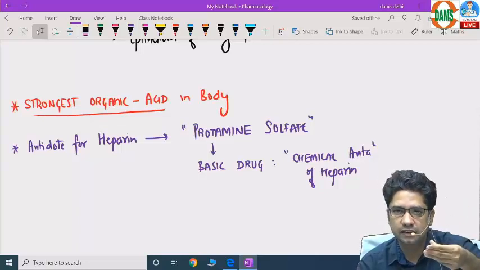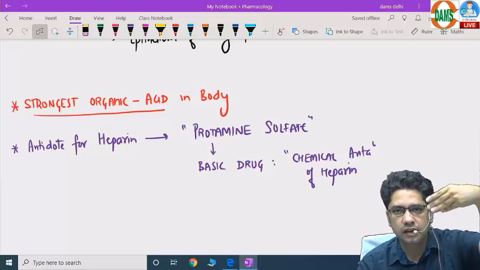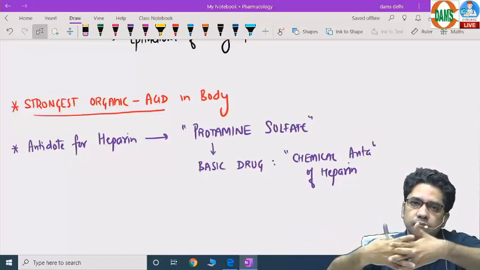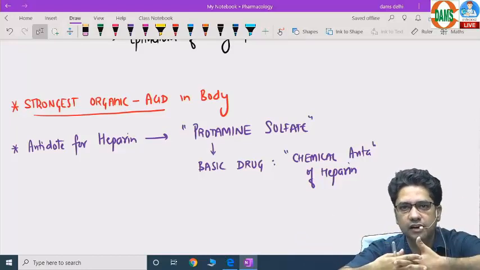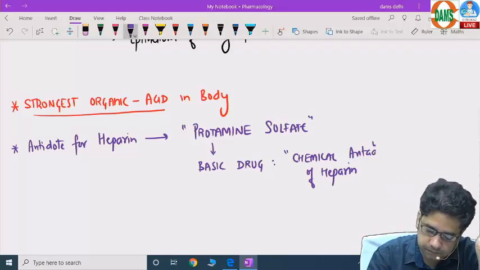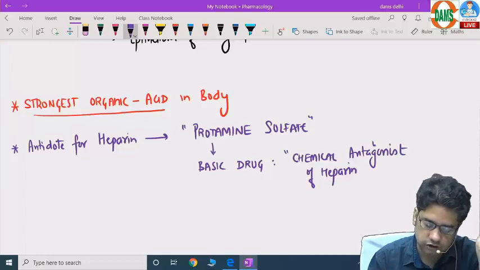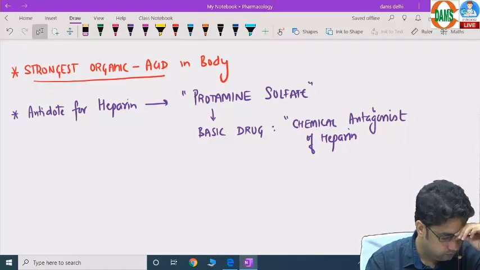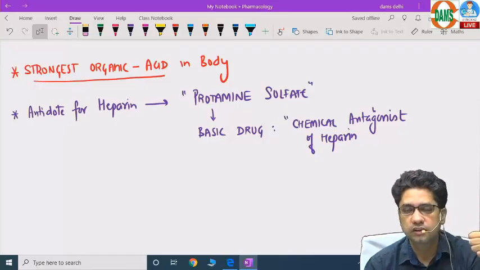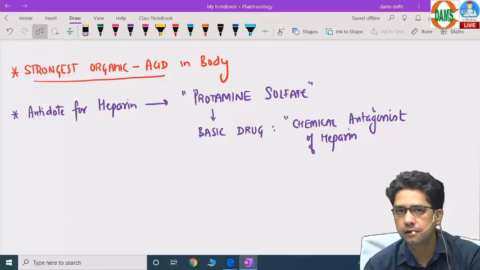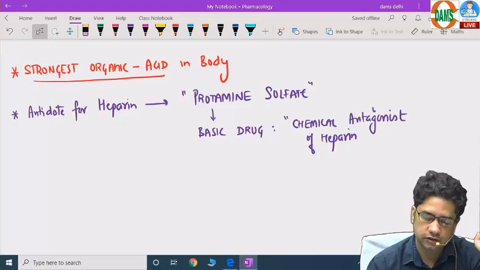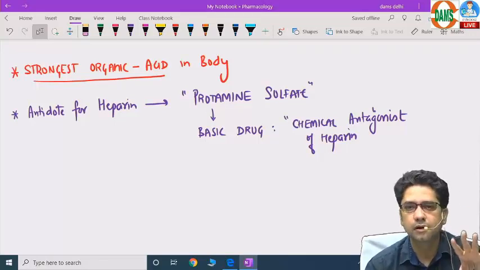When we are giving heparin as a drug, heparin is circulating in the blood; in our blood we inject protamine sulfate. Protamine sulfate will bind to heparin. An acid base reaction is known as a chemical reaction. This type of antagonism is known as chemical antagonism. Okay, I hope you have understood. So what was the antidote of warfarin? Vitamin K. What is the antidote of heparin? Protamine sulfate. Understood this point? So these are the normal things about heparin.